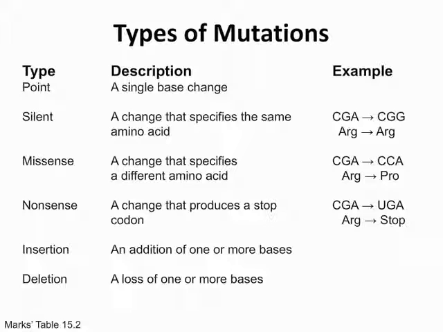The next one is missense mutation, a change that specifies a different amino acid. So a codon change from CGA to CCA will change arginine to proline. And then you have a nonsense mutation, a change that produces a stop codon. If the codon CGA changes to UGA, that's going to change your amino acid arginine into a stop codon. So those are the 3 types of point mutations. And then you also have insertion, which is addition of 1 or more bases, and deletion, which is a loss of 1 or more bases.